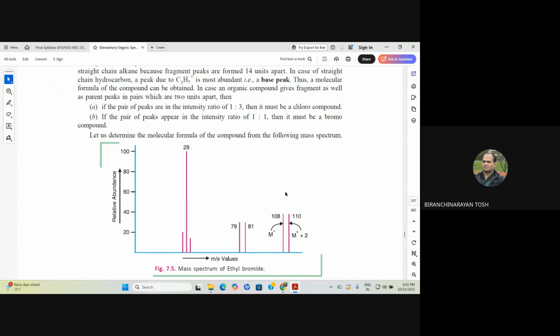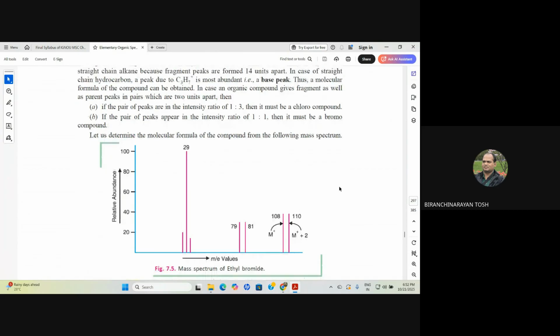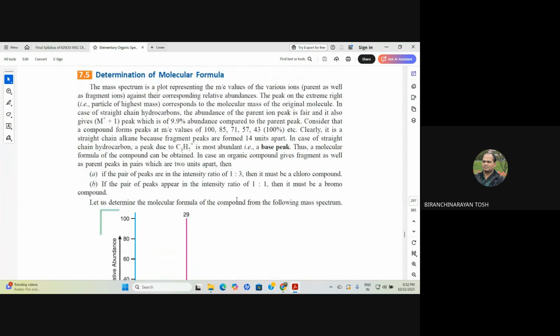See, the mass spectrum of ethyl bromide is given here. As I told, in case of bromine, you'll get the same intensity for M plus and M plus 2, the isotopics 108 and 110. And along with that, you see 79 and 81, and you are getting the base peak at 29. So you can analyze this one.